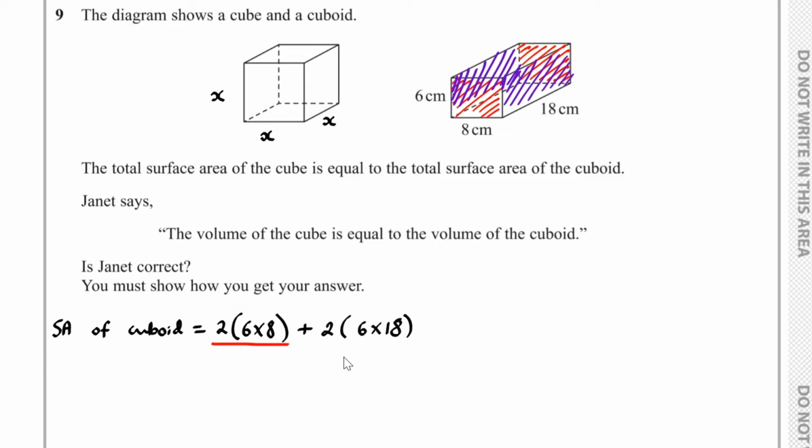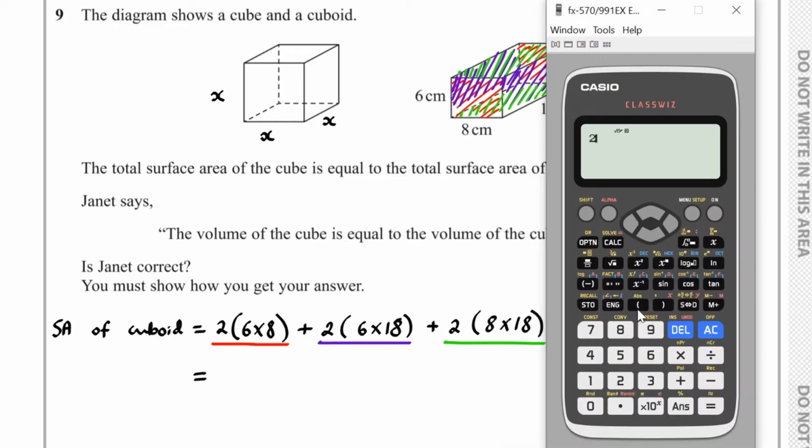So this bit over here is the bit in blue, and we've also got the bit at the top, which I'll show in green, and we've also got the bit at the bottom. Okay, so here we've got 2 lots of 8 times by 18. So that refers to the bit at the top and bottom. So if we work out the surface area here, we've got 2 lots of 6 times by 18 plus 2 lots of 6 times by 8 plus 2 lots of 8 times by 18.